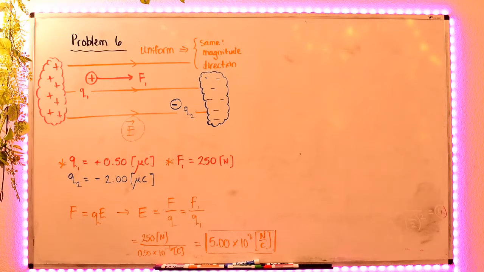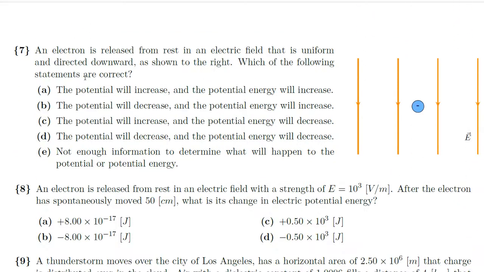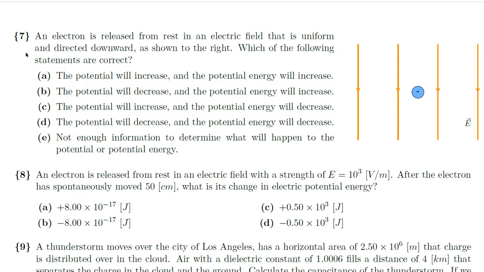All right. Okay, that one seems okay. So we'll go to number 7. Number 7 is one of the more conceptually difficult ones.